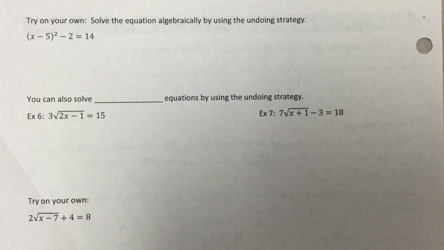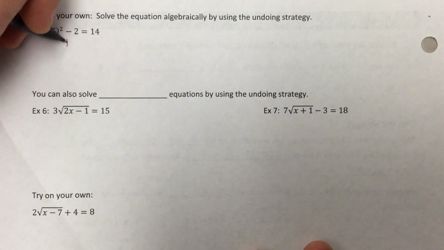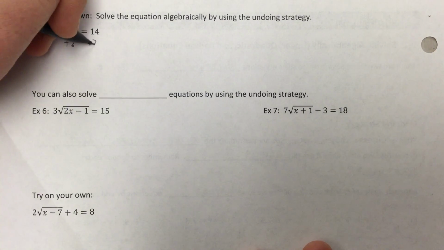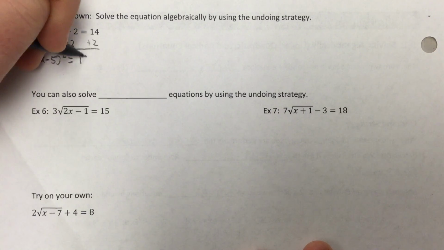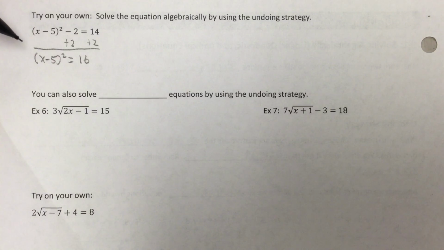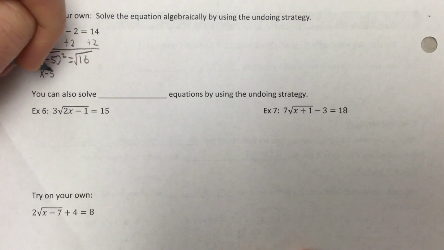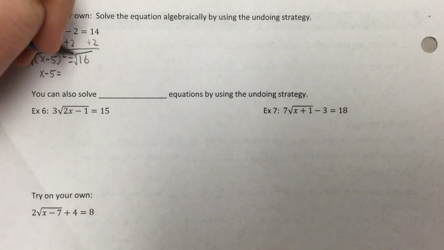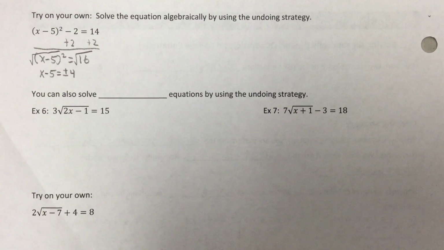All right, I want you to try this one on your own. See what you get. All right, so the first thing you should have done is added 2. And so you get x minus 5 squared equals 16. Again, I can't undo that minus 5 because it's being squared. So then we take the square root of each side. So we'd have x minus 5 equals, what times itself is 16? 4, but also negative 4. So plus or minus 4.